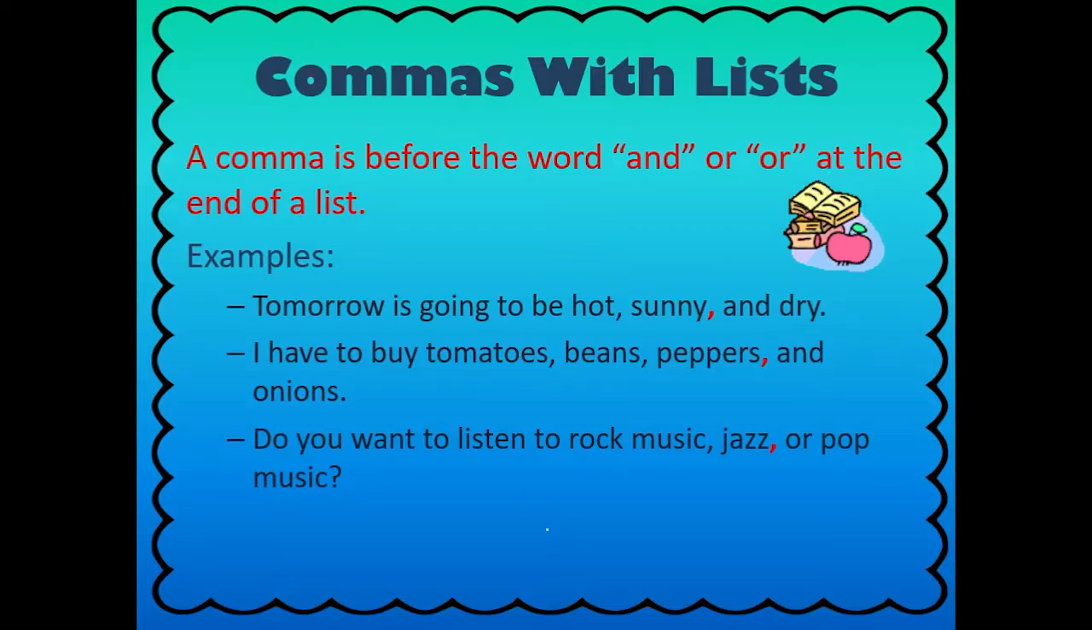And then we have a comma before the word and or at the end of a list. So always remember that the comma comes before and or, and it never comes after and or. So for example, tomorrow is going to be hot, comma, sunny, comma, and dry. And then our third example shows us, do you want to listen to rock music, comma, jazz, comma, or pop music? So remember, anytime there's an and or an or, the comma comes before that word.